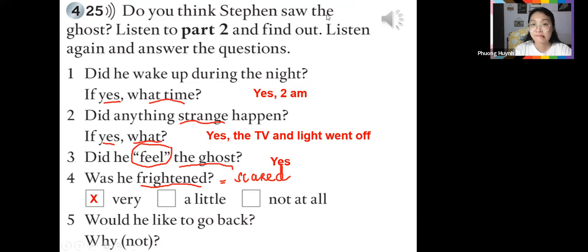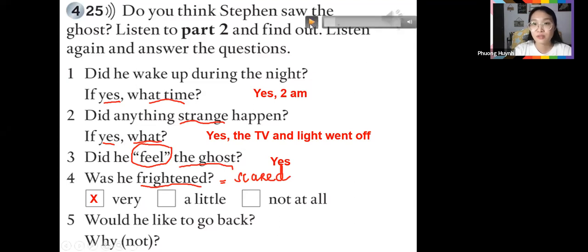In the middle of the night, I suddenly woke up. I looked at my watch. It was 2 o'clock in the morning. So this means 2 a.m.